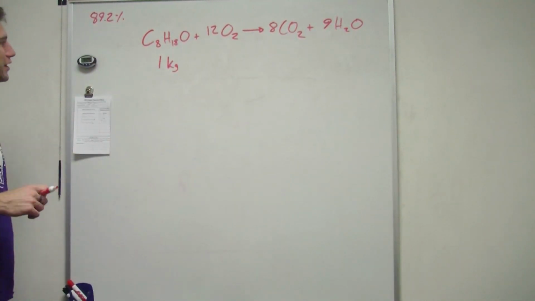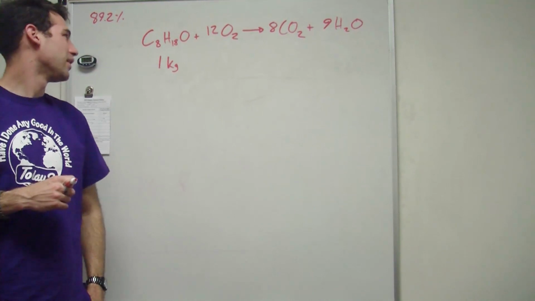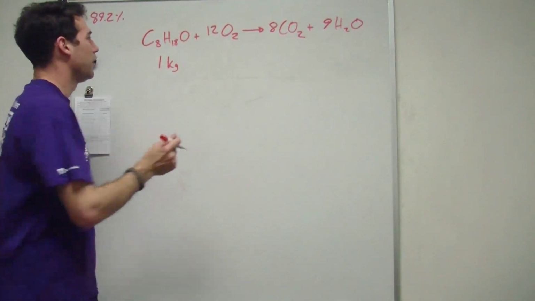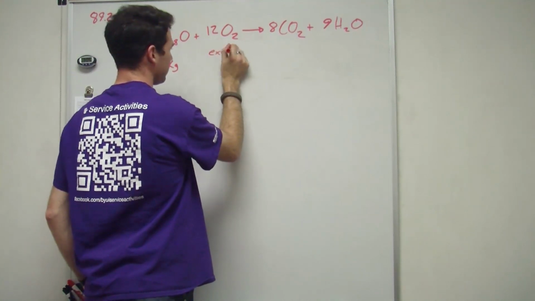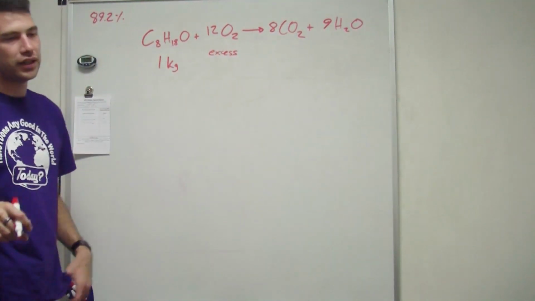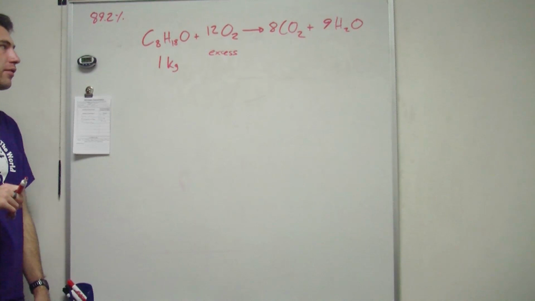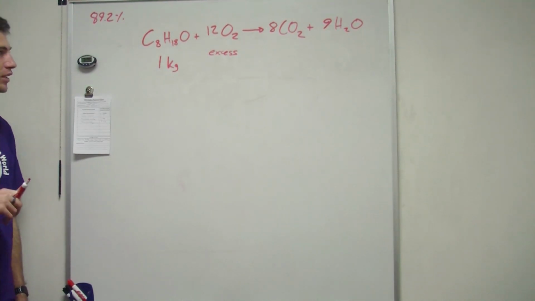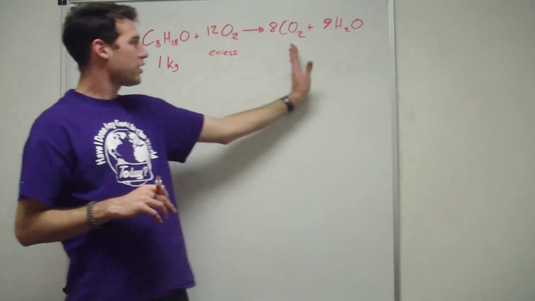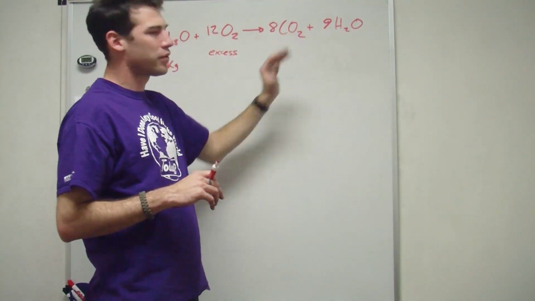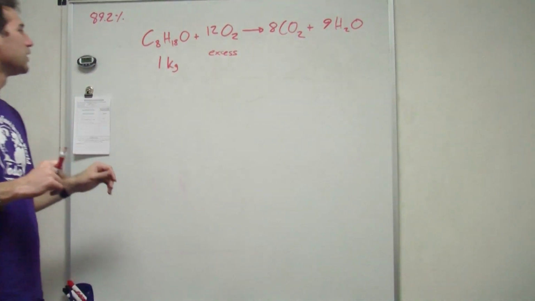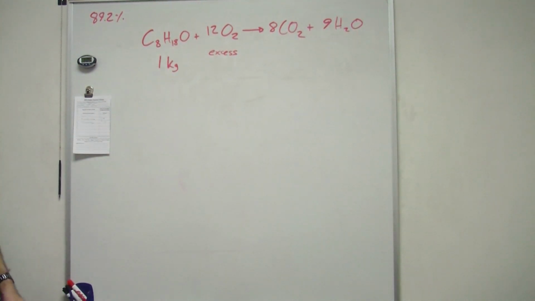So let's go ahead and do this. 1 kilogram of C8H18O, and O2 comes from the atmosphere, so we're going to say it's in excess, meaning that we don't have to worry about running out of O2. We need to figure out how much CO2 is produced and how much H2O. Actually, you don't have to worry about H2O, we'll just worry about CO2. So, what's the first step?